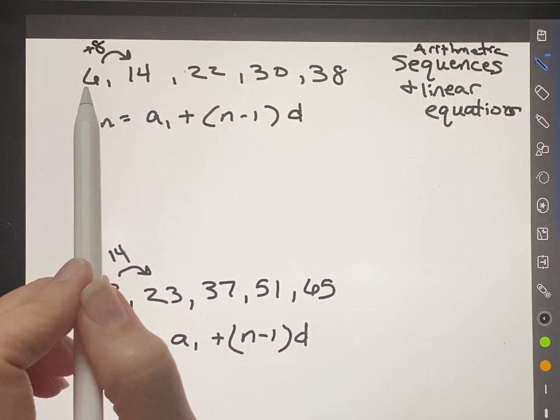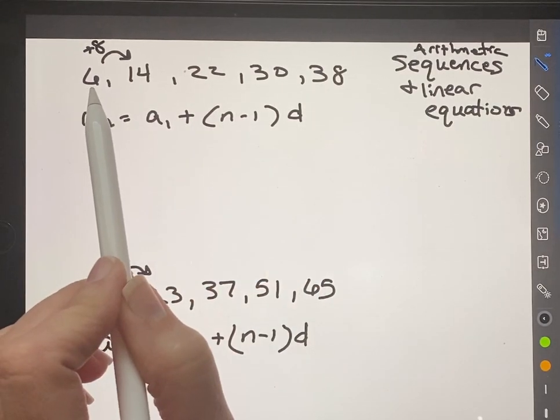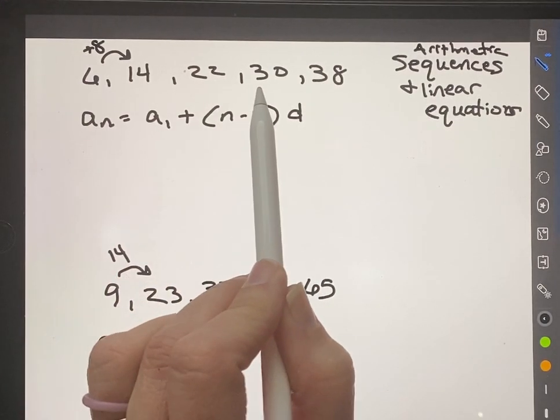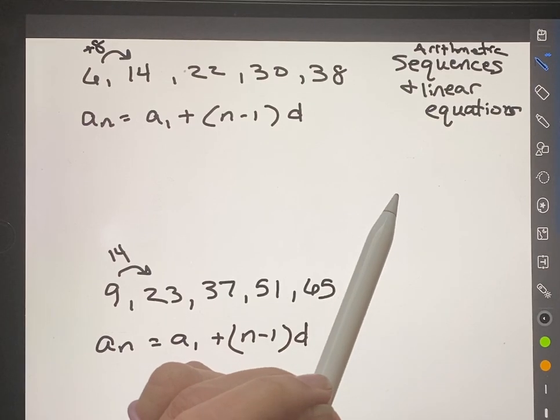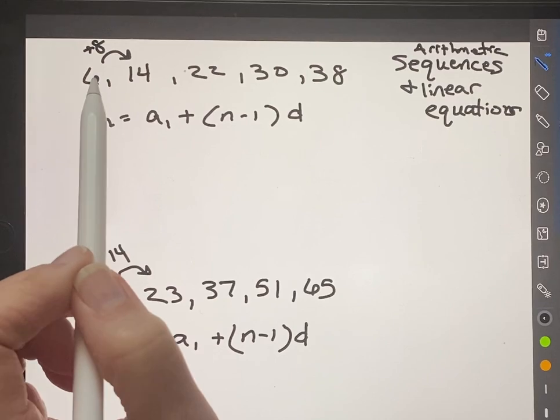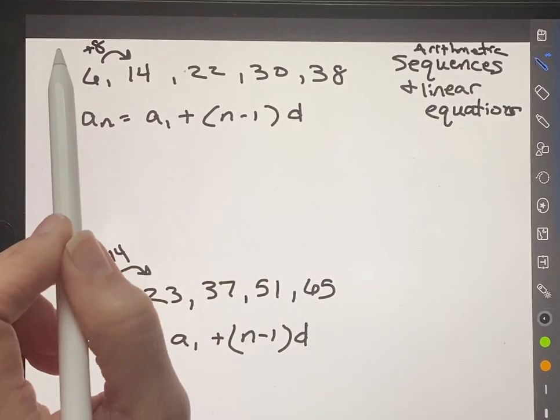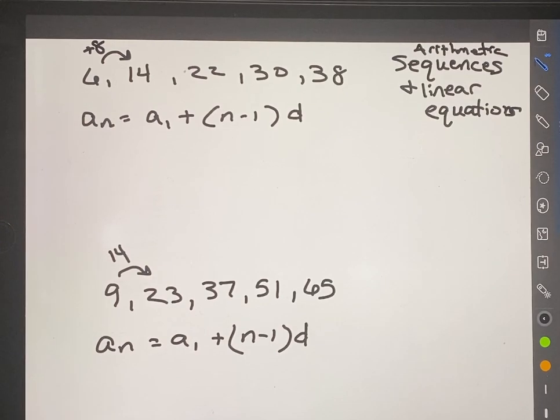Well, in the first one, we have a sequence of 5 numbers. It starts at 6, goes to 14, 22, 30, and 38. And so the first thing that we need to do is say, is this an arithmetic sequence? Yes, it is, because as we notice that every time we jump, our jumps are adding 8 each time.